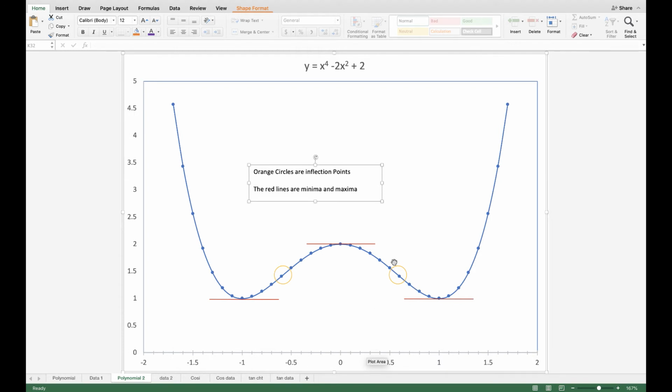And the orange circles are where the inflection points are at -0.577, almost -0.6, and at +0.577. So that gives you a pretty interesting graph, and you can see how it's plotted here when I added some points. It's much prettier in Excel than it is with me hand drawing it.